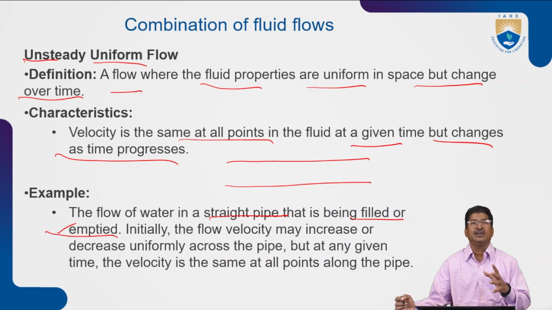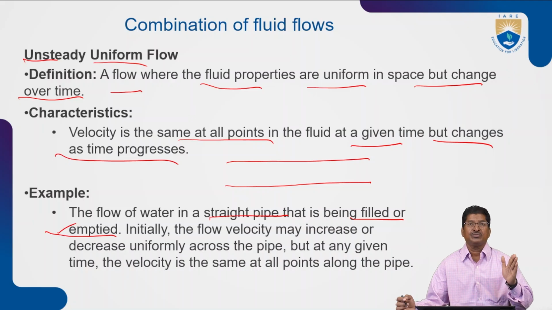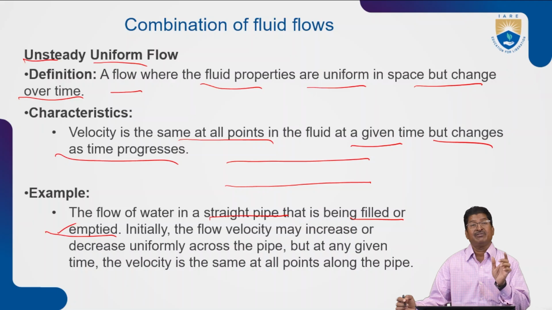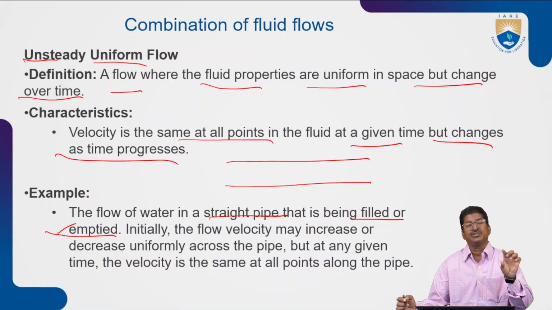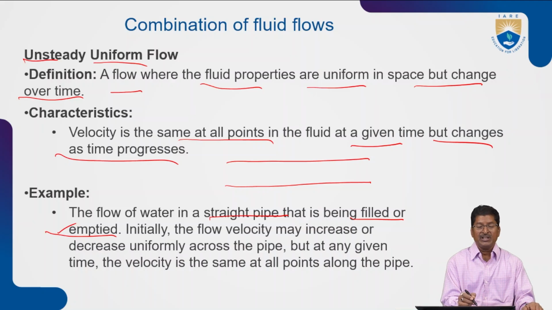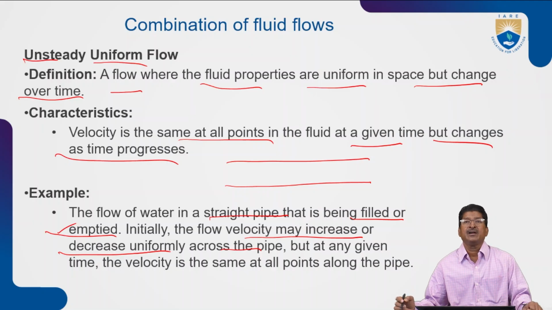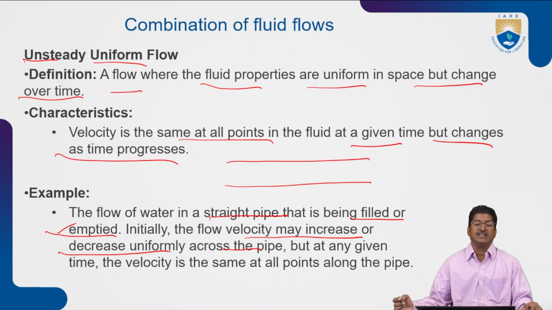While filling or while emptying, depending upon the time, the velocity changes. But the velocity is the same at all different points in space because the pipe is a straight pipe of the same diameter. Initially, flow velocity may increase or decrease uniformly across the pipe, but at any given time, velocity is the same at all points along the pipe. So that is the unsteady uniform flow.